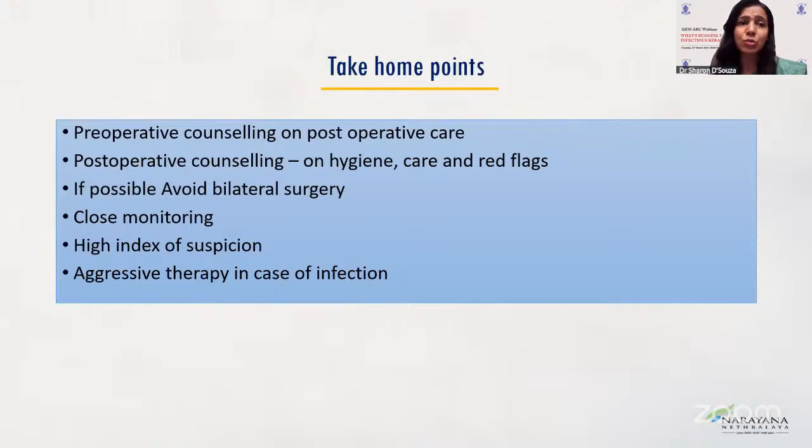So take-home points would be a lot of counseling pre-operatively itself on the post-operative care and follow-up required, on the hygiene and the red flags in case they have a problem. If possible, it would be better to avoid a bilateral surgery unless absolutely essential, so that you reduce the risk in these cases. A close monitoring with a high index of suspicion for any sort of infection. And if there is an infection, then aggressive therapy to try and control it as much as possible early.